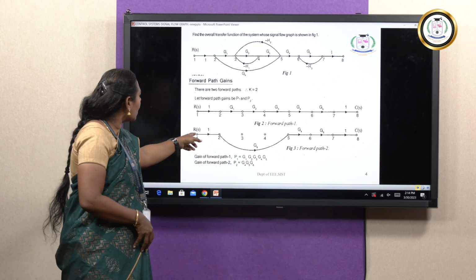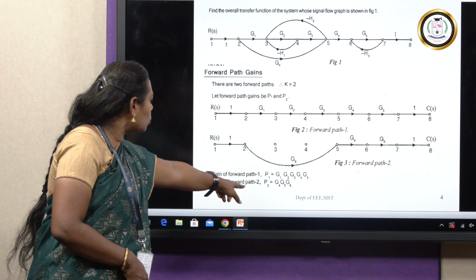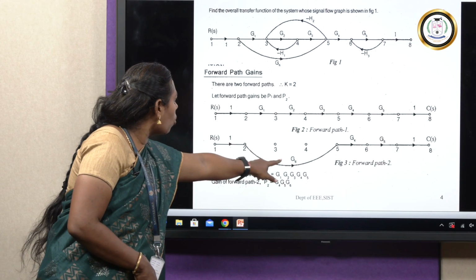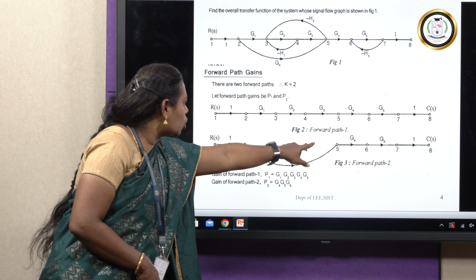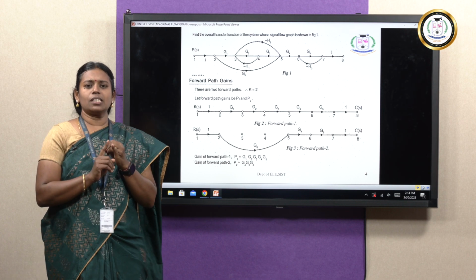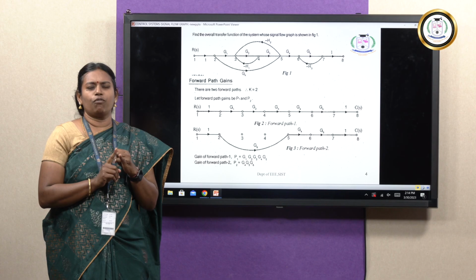So multiply the gains in the second forward path. The gain of forward path 2, P2, will be equal to G4, G5, G6. Multiply all the gains in the second forward path: G4, G5, G6. So this is your first step in the signal flow graph. First step, you are going to find the forward path.